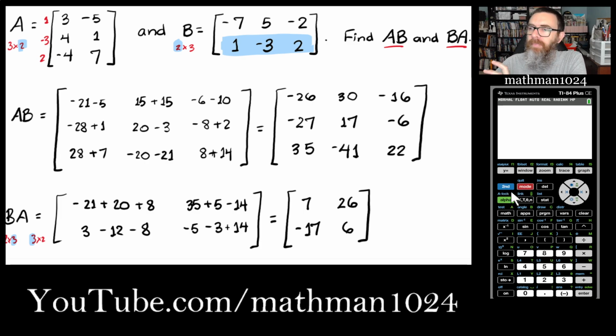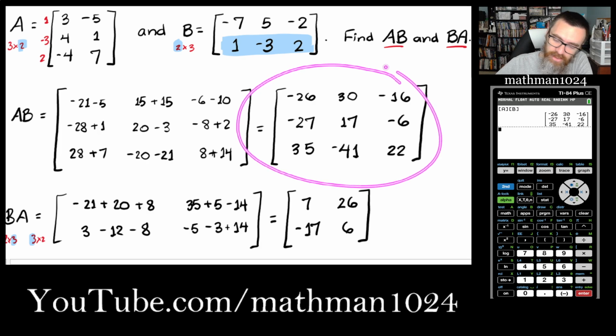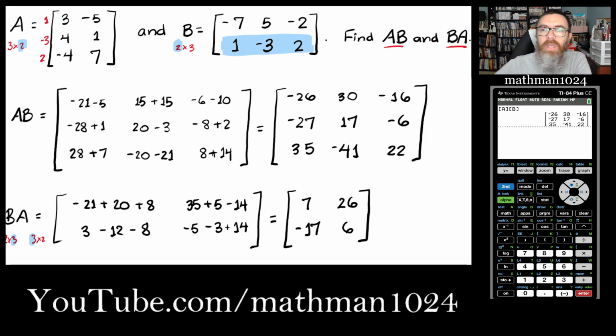All right, let's quit. Now what we're going to do is we're going to go to matrix, and we're going to do A, and then times B. And you see that that lines up with exactly what we have. So A times B is this 3 by 3 matrix that we have right there. Perfect. Now, when we change the order of things, and I do matrix B first, followed by matrix A, then we have this little guy, 7, 26, negative 17, and 6.